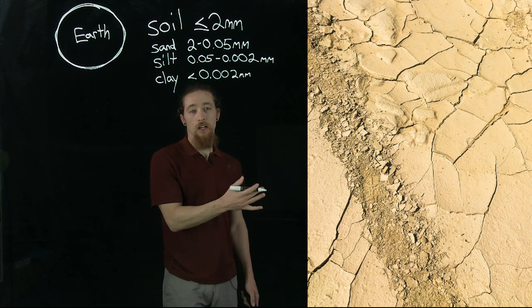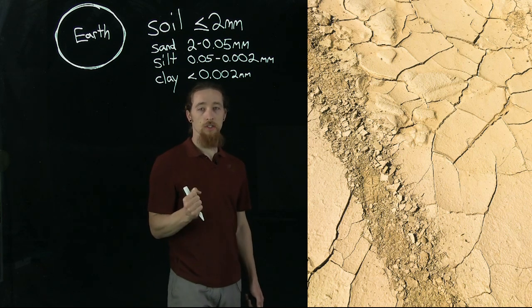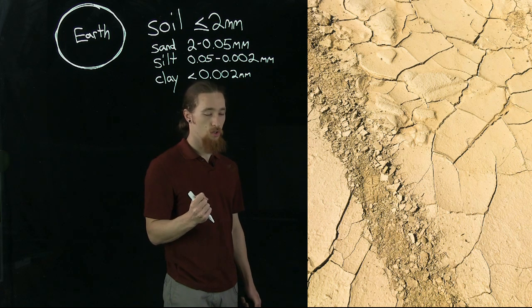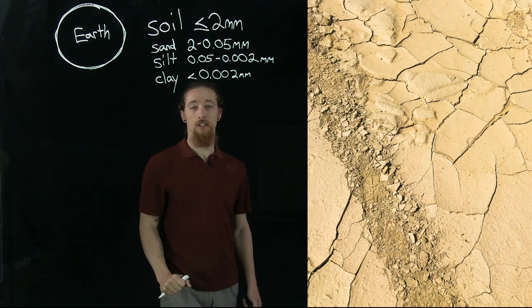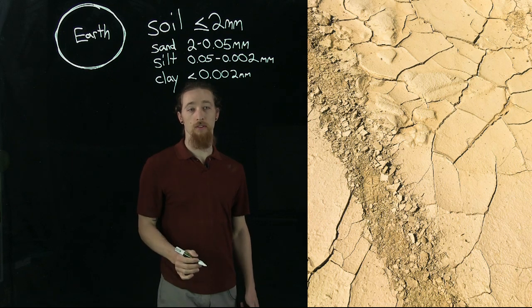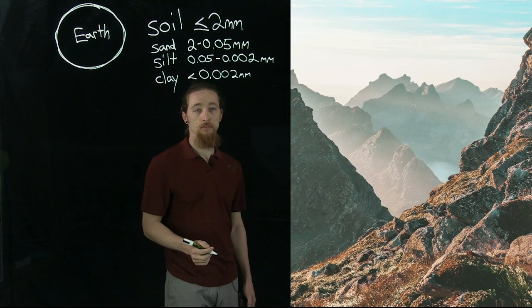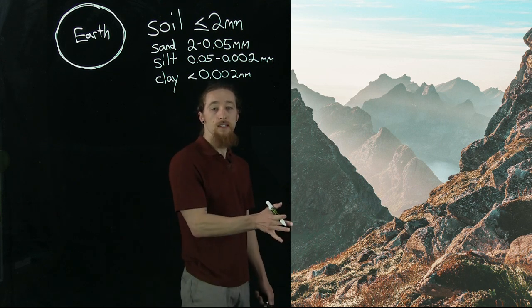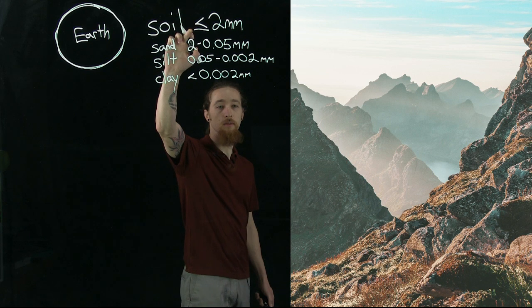This is clay. It's the things that you can make ceramics with. It's what really provides soil its very sticky nature. As we'll see in later lessons, clay brings a lot of beneficial properties to soil, especially in relation to agriculture. So this is hardly any soil at all. Remember, soil is less than 2 millimeters in size.